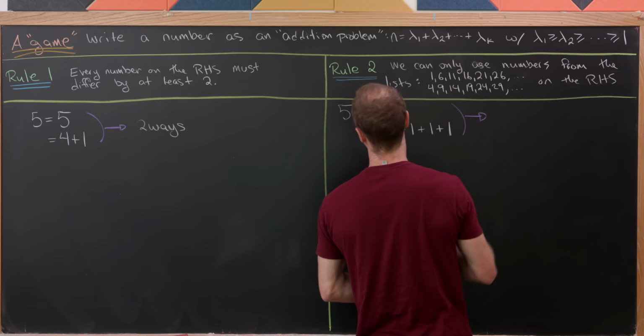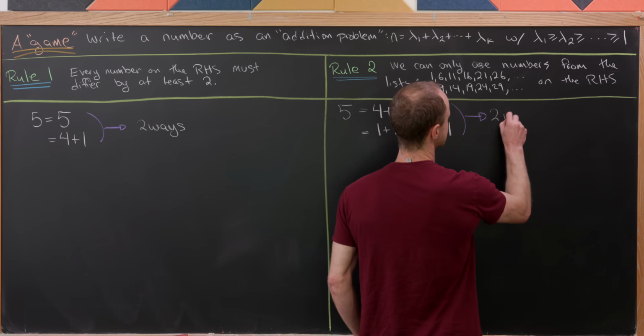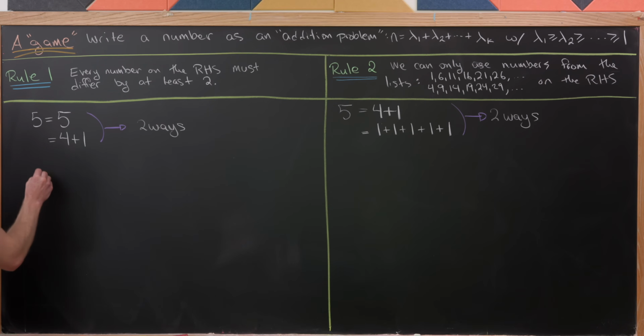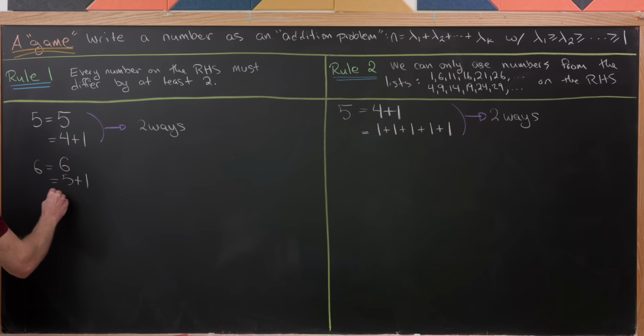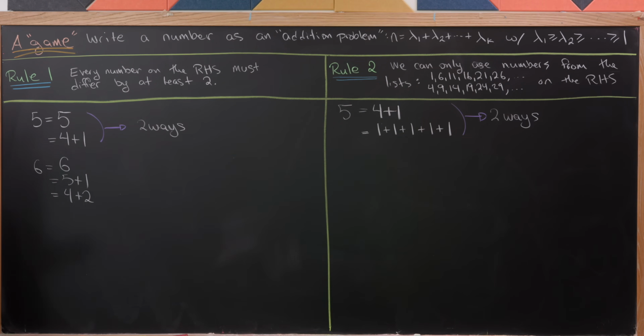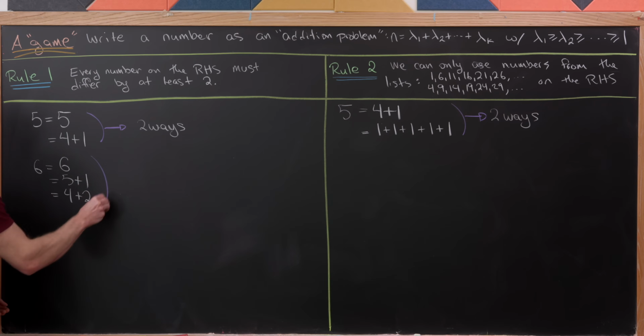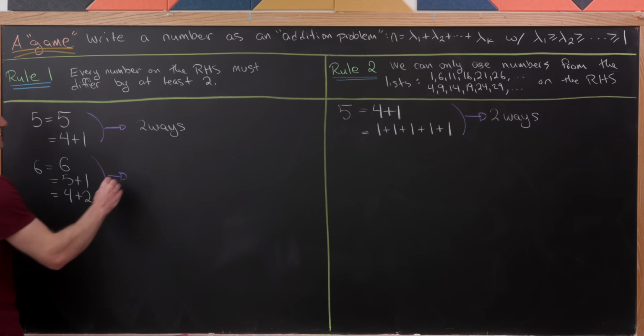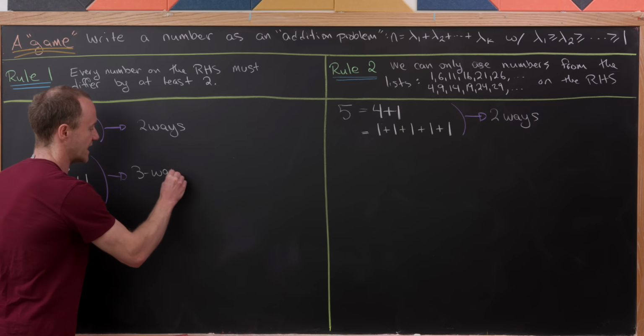And how many ways are there? Well, there are 2 ways again. Okay, let's move on to the next number. And so that would be 6. So observe that we can write that as 6, we can write that as 5 plus 1, and we can write that as 4 plus 2. Again, the next obvious thing would be to write it as 3 plus 3, but those are the same number. They do not differ by at least 2. Now, counting this up, over here using rule 1, we can decompose 6 3 different ways.